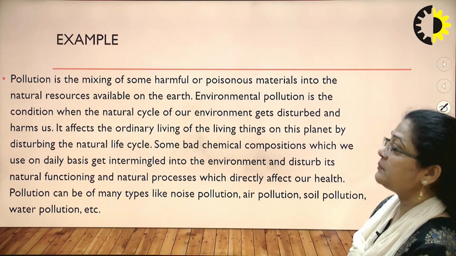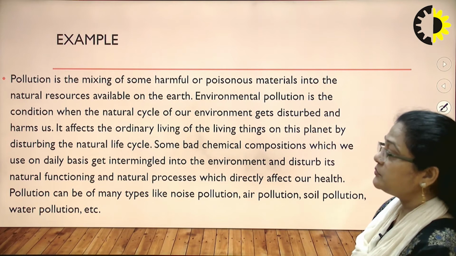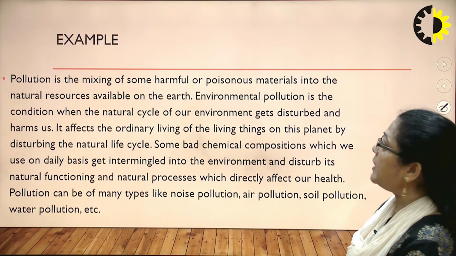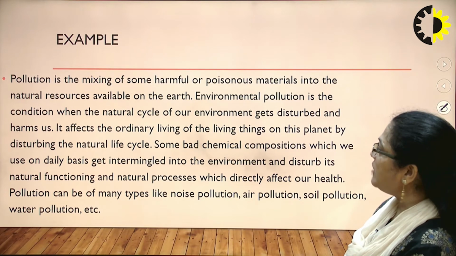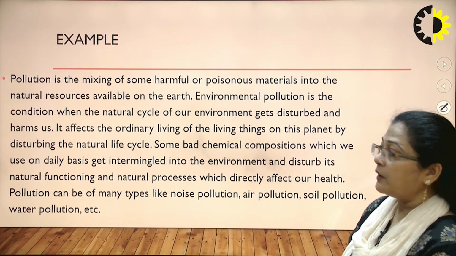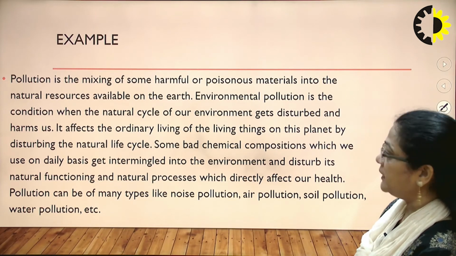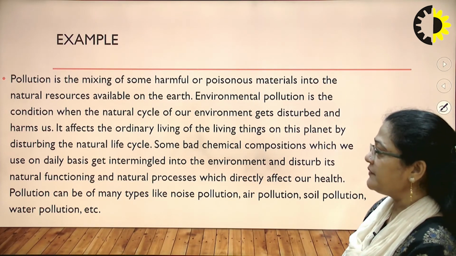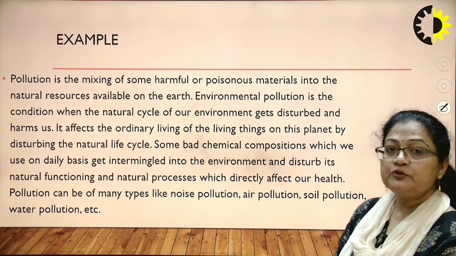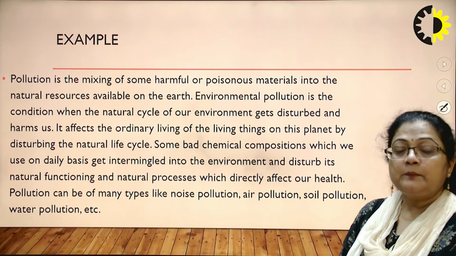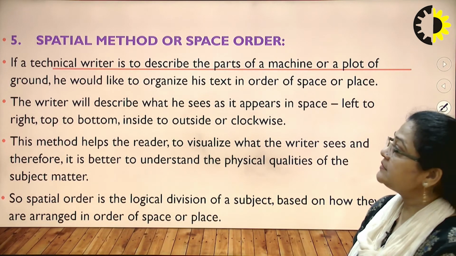So, pollution is the mixing of some harmful or poisonous material into the natural resources available on the earth. Environmental pollution is a condition when the natural cycle of our environment gets disturbed and harms us. It affects the ordinary living of the living things on this planet, and by disturbing the natural life cycle and so on. So, this is how the problem of pollution is discussed in a pattern of cause and effect or a linear pattern. Next is spatial method.